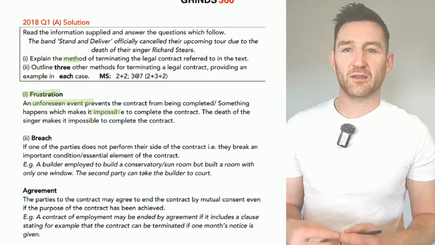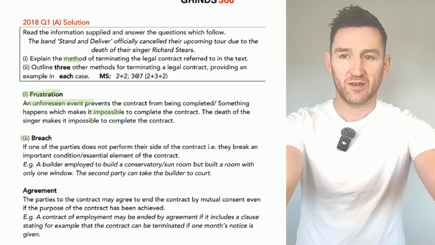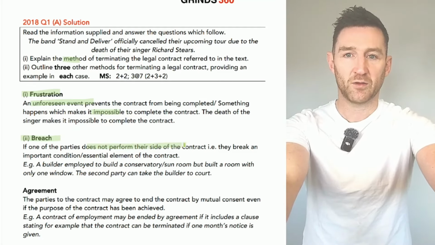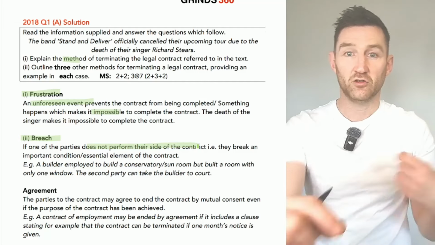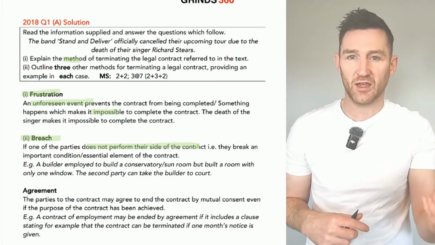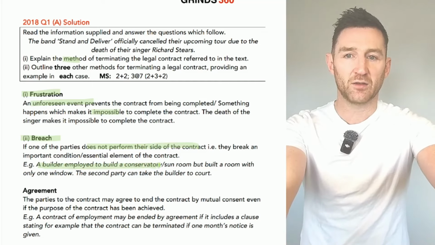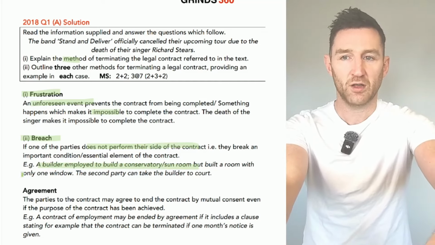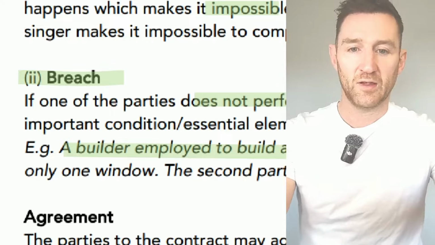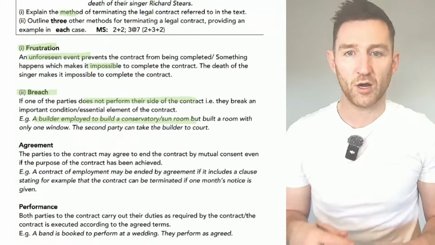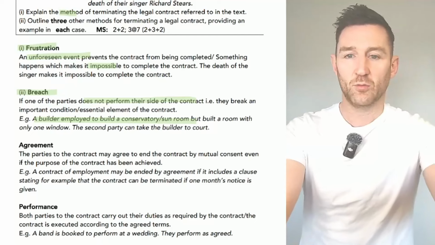Then 3 other methods for terminating a contract. So state, breach, 2 marks, explain. One side does not perform their side of the contract. So they do not fulfill their contractual obligation. 3 marks for saying that, and then 2 marks for the example. Builders employed to build a conservatory or sunroom. They don't add any windows. We say the second party can take the builder to court. So 2 marks for that example.